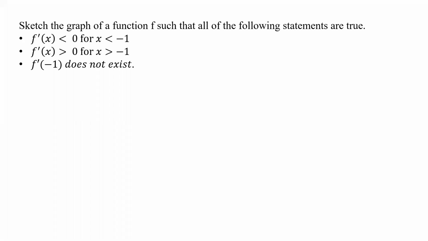All right, so we're supposed to sketch the graph of a function f such that all the following statements are true. Okay, so we want the derivative less than 0, so we want negative slopes when x is less than -1. So let's get a coordinate system going here. And so let's call that our -1 at that point. So we need negative slopes here. Then we need positive slopes going the other direction. And we can't have a derivative exist at that point there. So it has to be a vertical asymptote at that point there. Okay.